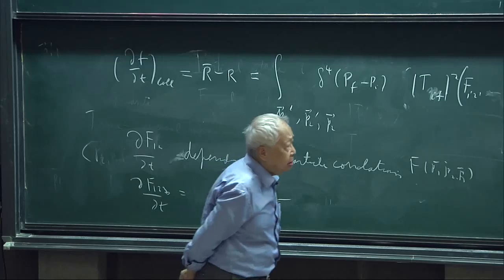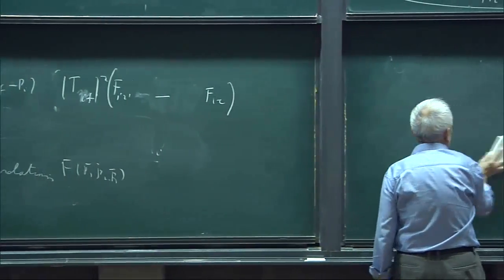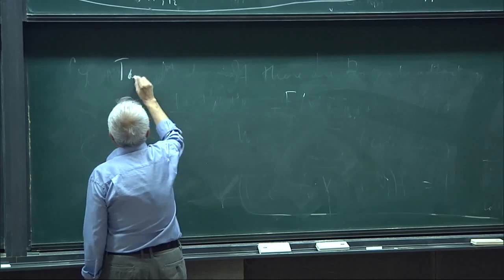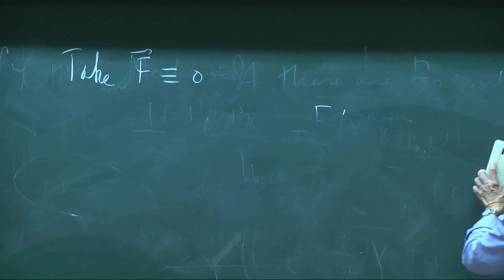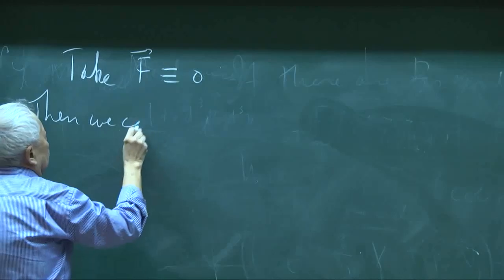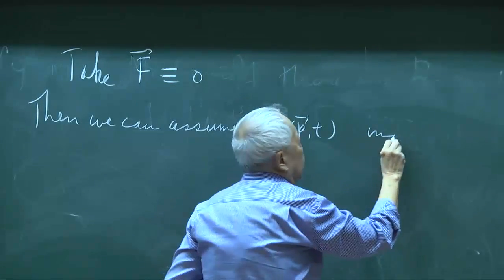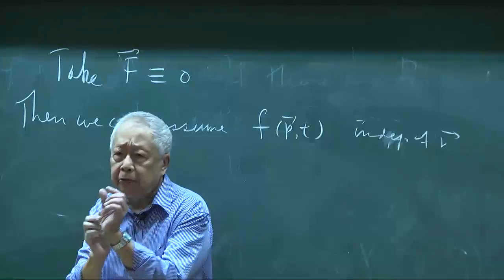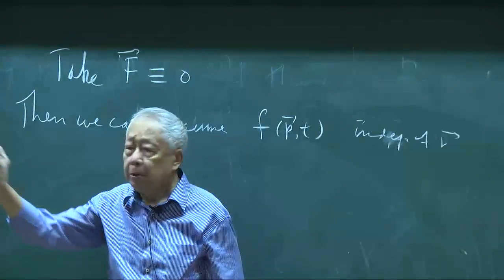Now, let us take a simple case in which there's no external force. So let us take F equals 0. So there's no external force. Then it is consistent to assume that the distribution function f of p and t is independent of r. What does this mean? This means that in every volume element in space, you have the same momentum distribution. No matter where you are, you take a cube, and the distribution of momentum is the same.